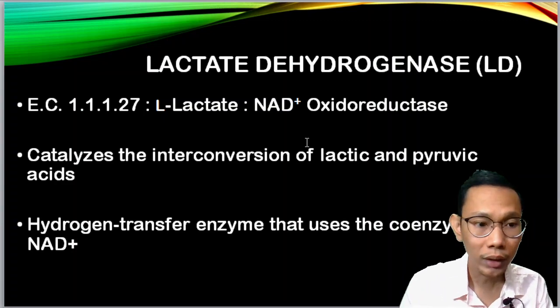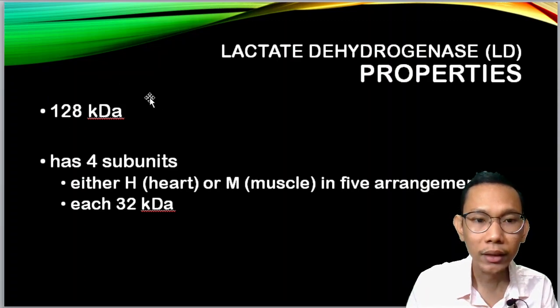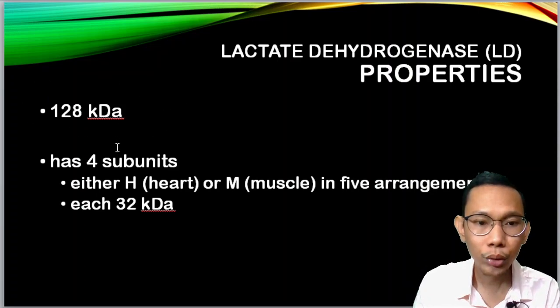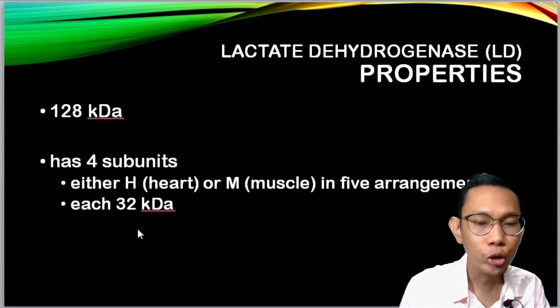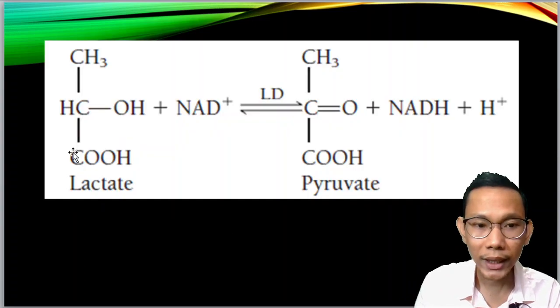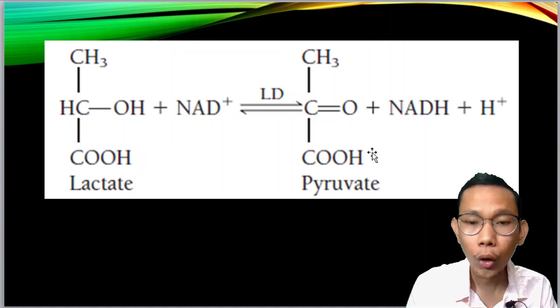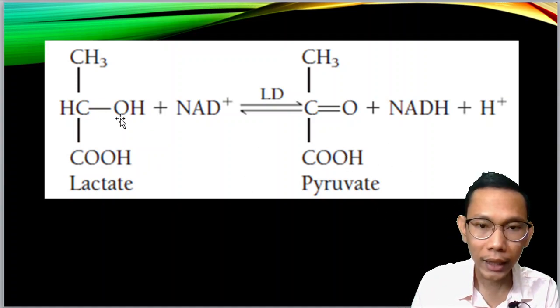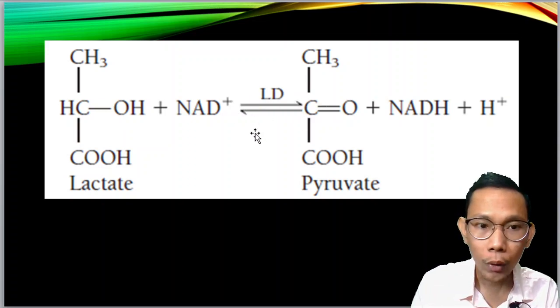So let's take a look at the principle. Again, this is around 128 kilodalton and has 4 subunits, either H or M. H stands for heart, M stands for muscle, in 5 arrangements, each around 32 kilodalton. So for the reaction, as I said, it is the interconversion of lactate to pyruvate or pyruvate to lactate. Either way, that is why there are two arrows here, it's either a forward or backward reaction.